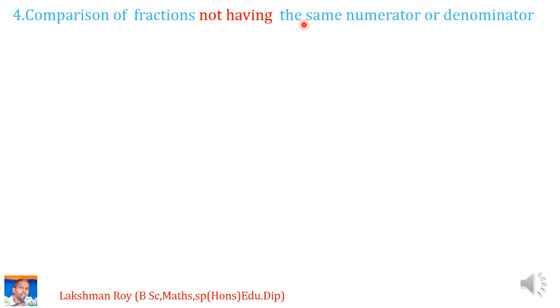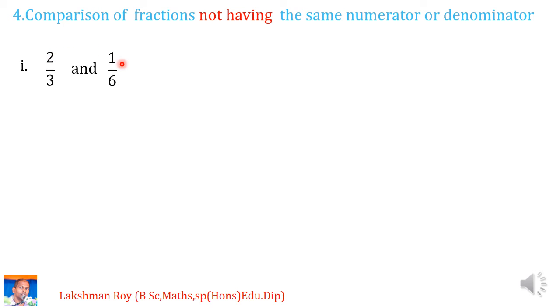So without figures I'll compare these fractions, right? Let's see. My first fraction is 2/3 and another fraction is 1/6, right? See, denominators 3 and 6 are not equal, numerators 2 and 1 are not equal, right?